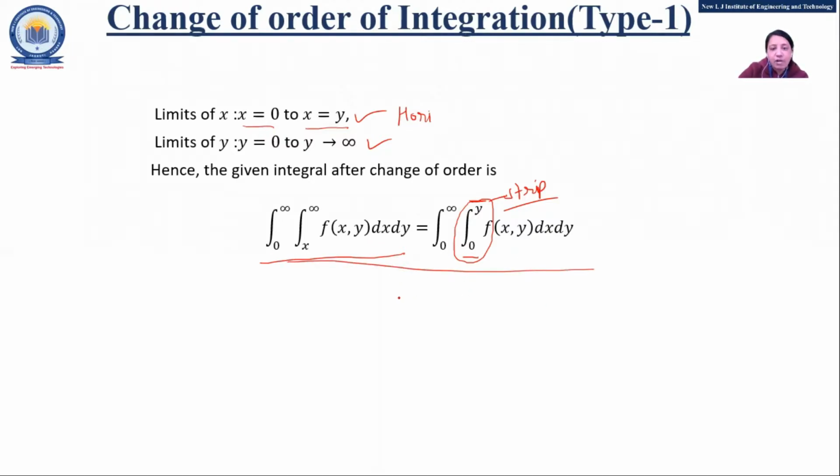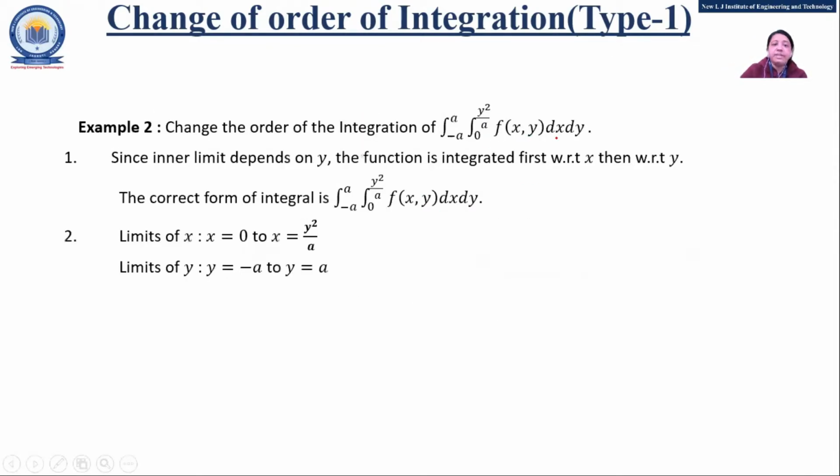Is there any doubt how we are going to do? We are not going to evaluate it because here it is only f(x,y) and it is of type 1. Fine. Okay. Second example.